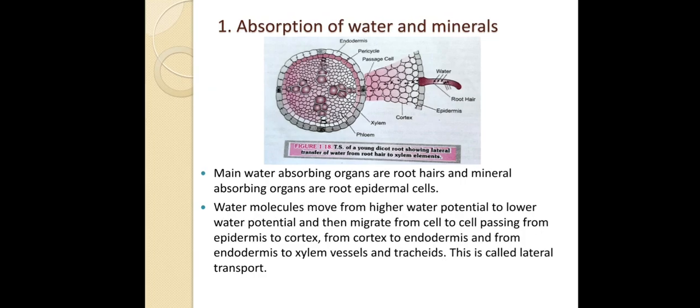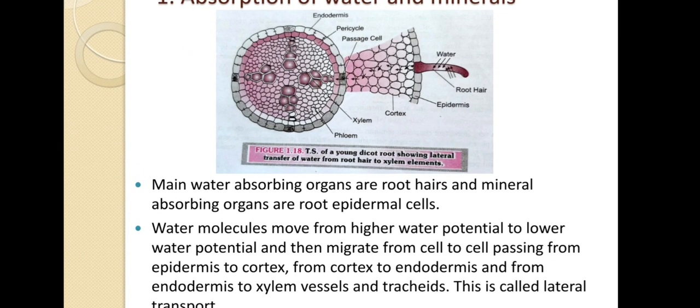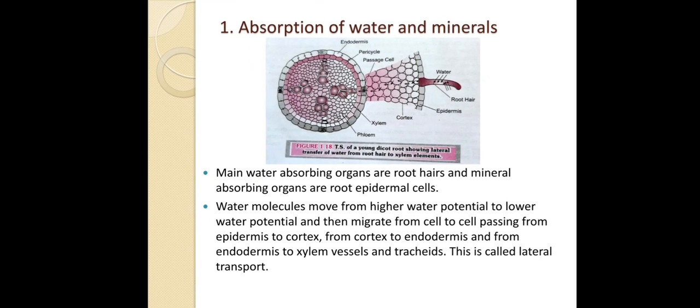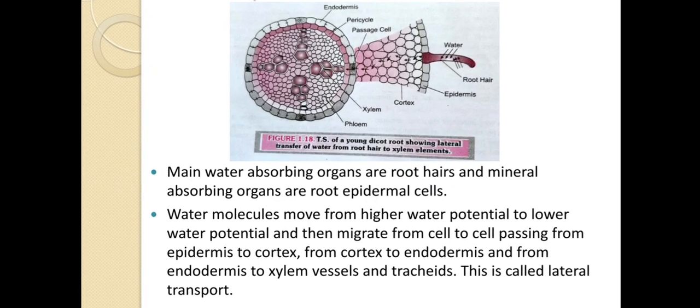Water molecules move from higher water potential to lower water potential, and then migrate from cell to cell, passing from the epidermis to the cortex, from the cortex to the endodermis, and from the endodermis to the xylem vessels and tracheids. This kind of transport is called lateral transport. Okay, it is lateral, it is not vertical transport.